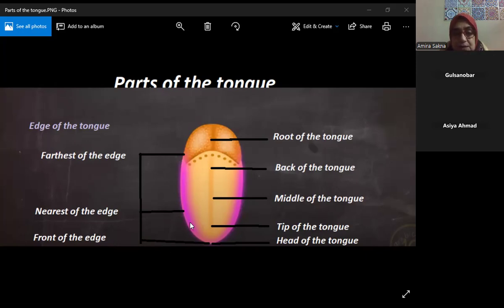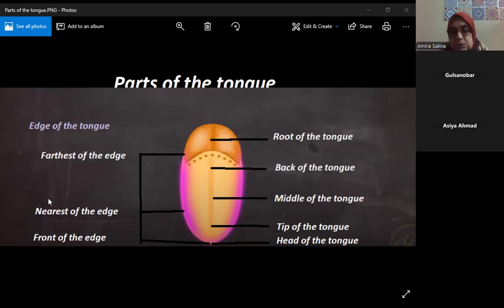The edge of the tongue, my dear sisters, is divided into 3 areas, which are the farthest of the edge. This is the farthest of the edge. Nearest of the edge. Front of the edge. It is here. It is the same area which here we call the head of the tongue. Head of the tongue equals the front of the edge. Okay?